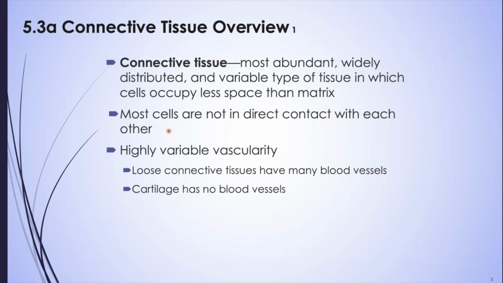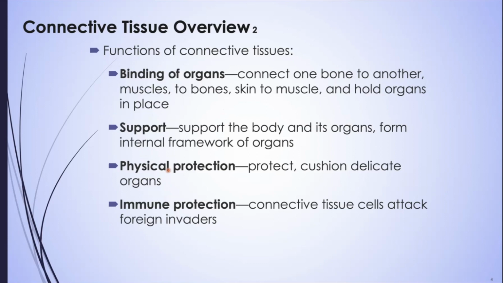So connective tissues are highly variable, and they can be highly vascular, with lots of vascularity. Your loose connective tissues are going to have many blood vessels, versus some connective tissues, not so much. For example, cartilage does not have blood vessels. So this really depends on which specific tissue we're talking about.